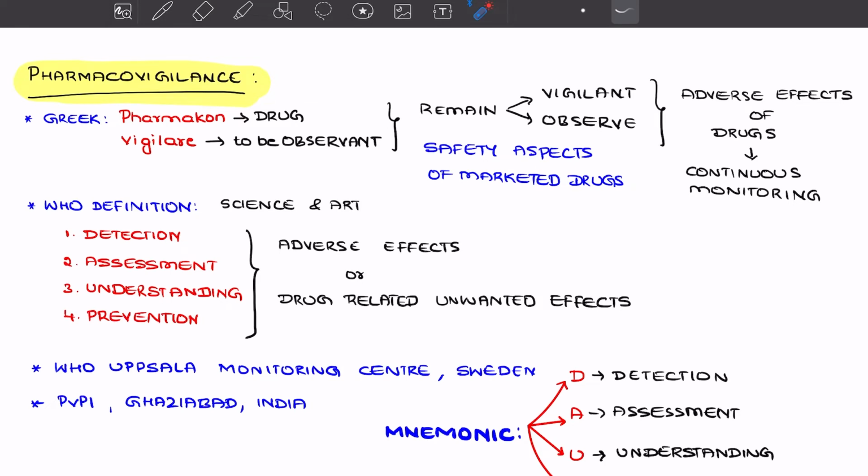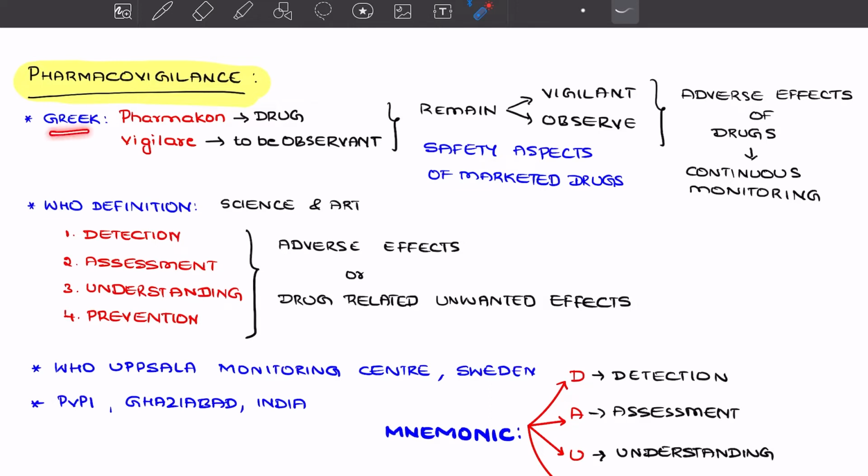In today's session, let us briefly learn about pharmacovigilance. Let us know the meaning of pharmacovigilance, the definition of pharmacovigilance, and where the international as well as the national monitoring centers are located.